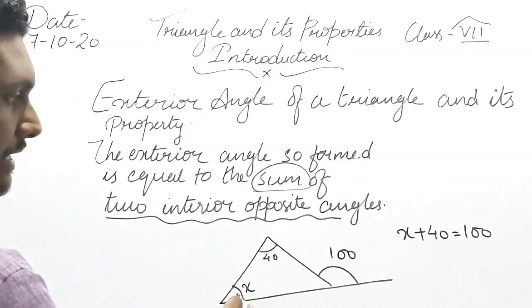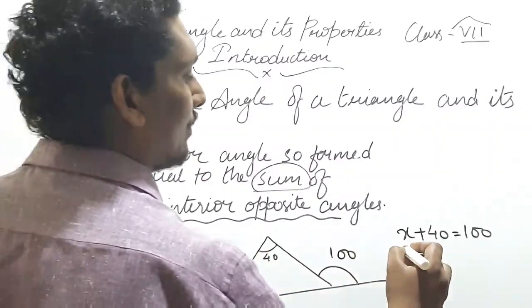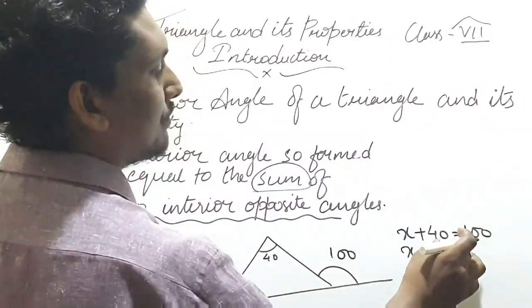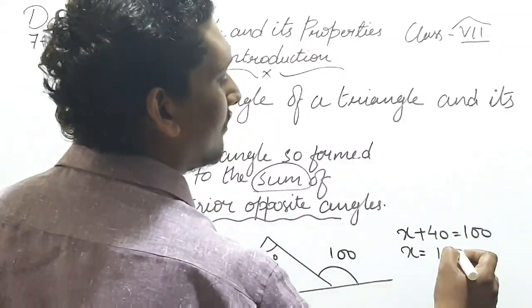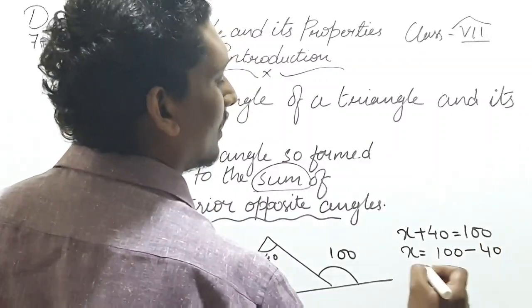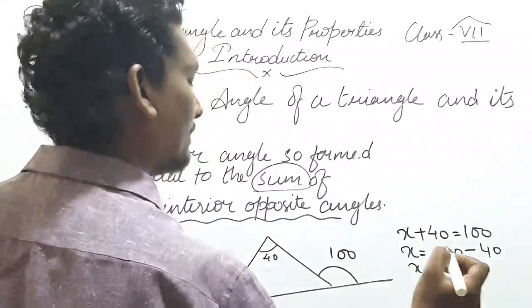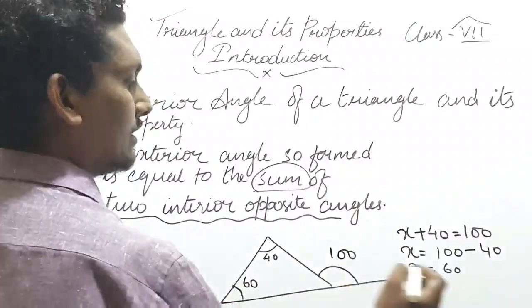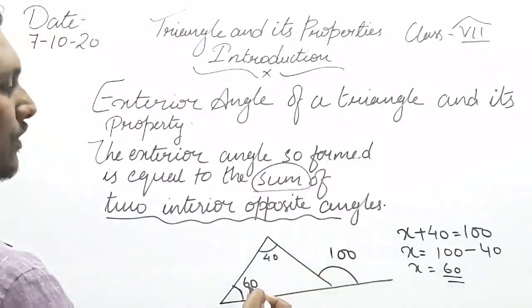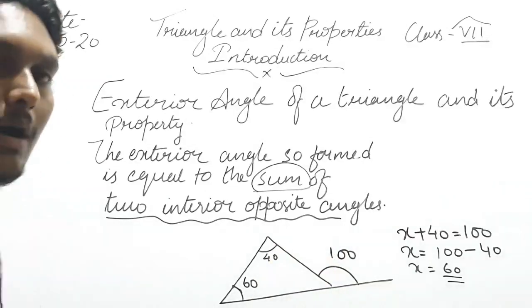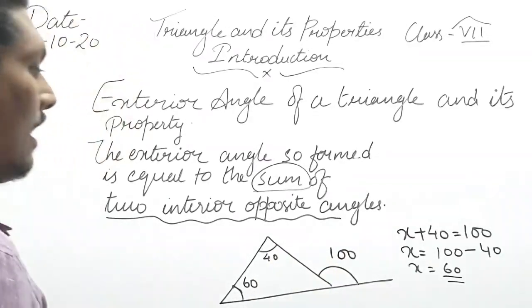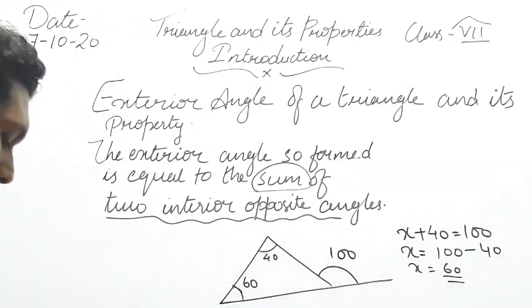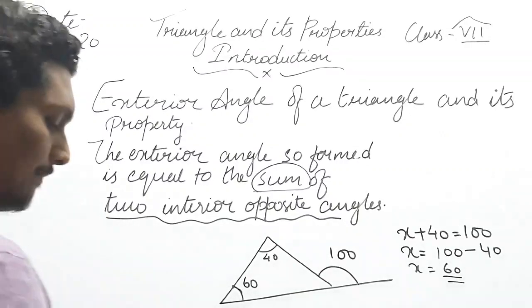In this case, to find the interior angle, what you have to do? You have to find the value of x. We have to shift this 40 to this side. So it will become 60. The answer for x is 60 here. So 60 plus 40 is 100. Okay, this is another type of question.